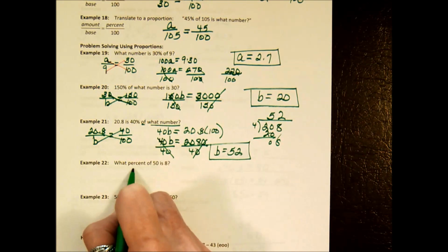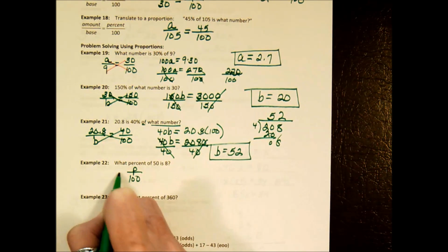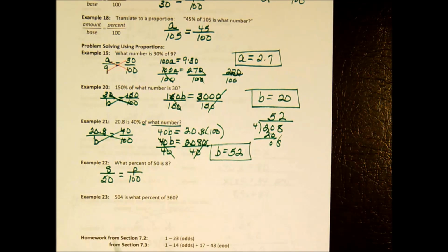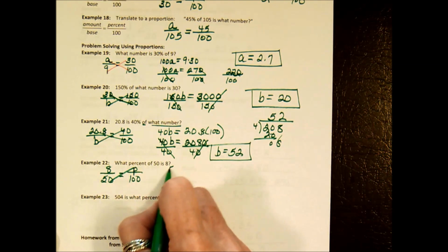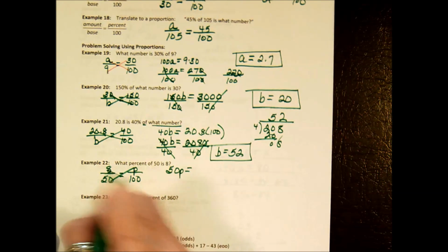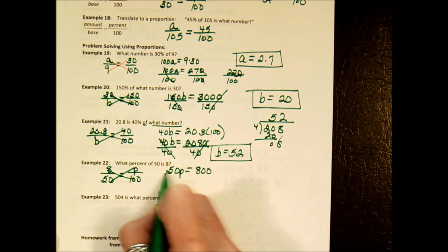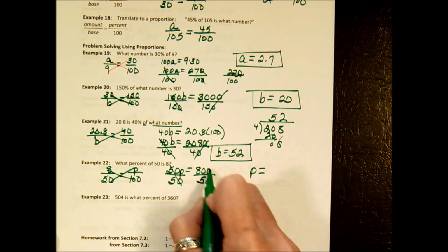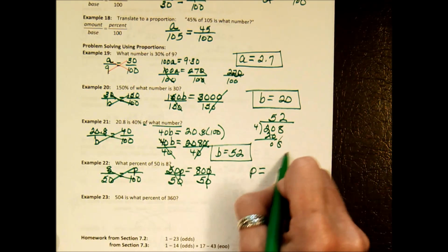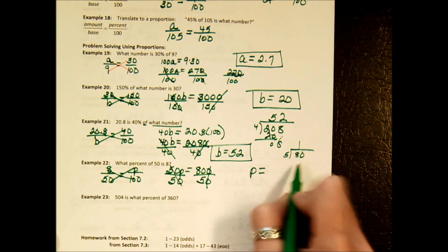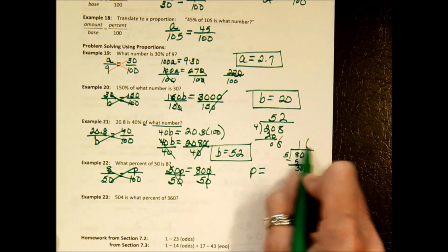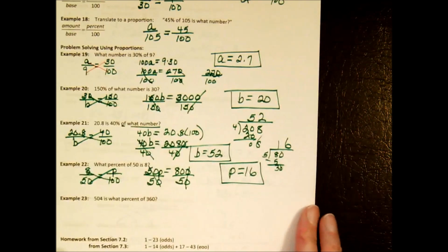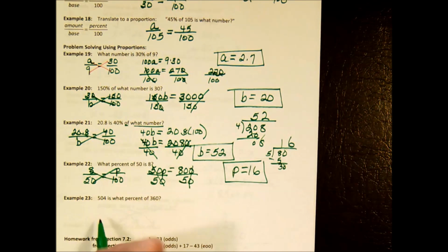What percent, so I know that's going to be the right-hand side, it's missing, of 50, is 8, goes on top. Cross products, 50P equals 8 times 100. Divide both sides by 50, and I get P equals 5 into 80. That goes 16 times, and we get P equals 16. These are pretty easy divisions. By the way, that ran off the page. There you go. Last one.